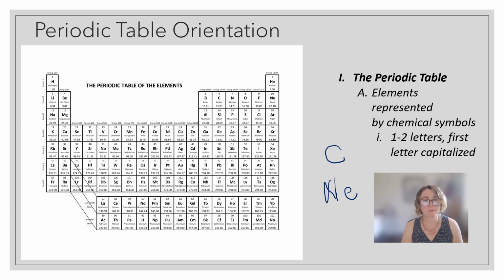However, sometimes the symbol does not follow the name. So for example, iron is a capital F followed by an E.